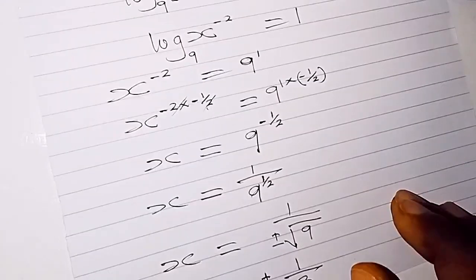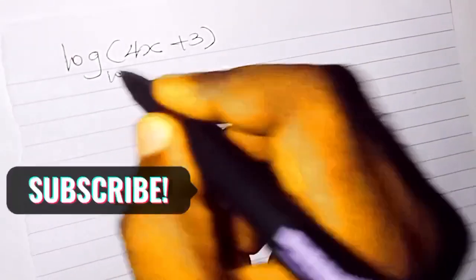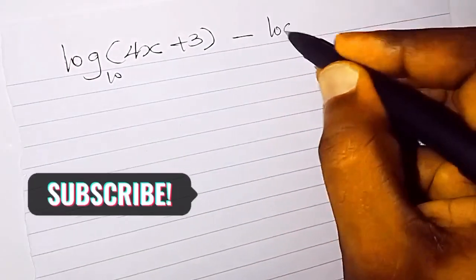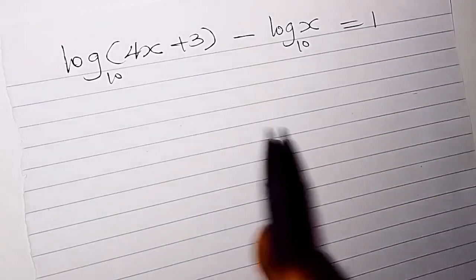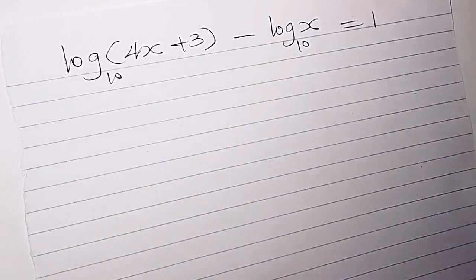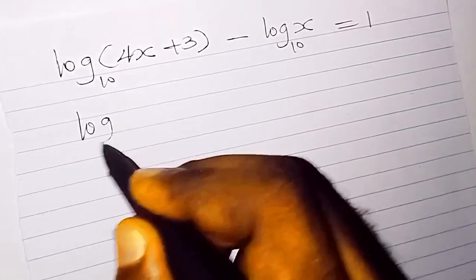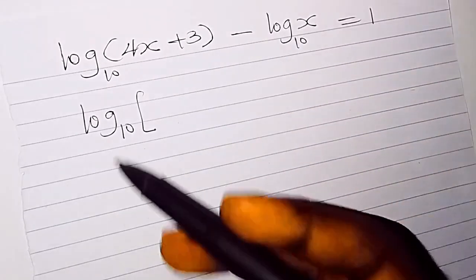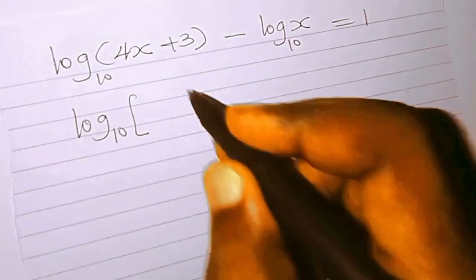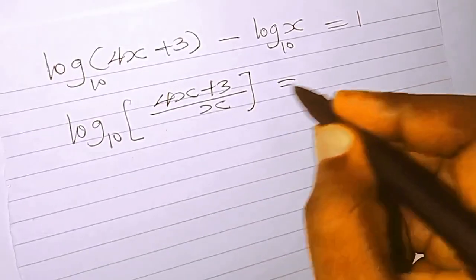Let's take a look at another question. Here is log of 4x plus 3 base 10 minus log x base 10 equal to 1. Okay, so in this case, we need to apply one of the laws of logarithms. Taking the common logarithm to base 10 of the two terms we have there, this becomes log to base 10. Remember, if it is subtraction, it has to be changed to division. This becomes 4x plus 3 everything over x equal to 1.